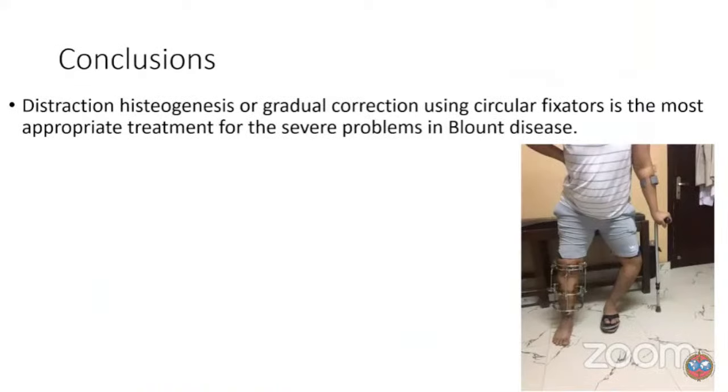I don't talk about the frame. You can use any frame. You can use TSF. You can use a simple frame. You can use a complex frame, you can use a hexapod or something. I don't talk about the frames. I talk about the principles only. Distraction histogenesis or gradual correction using circular fixators is the most appropriate treatment for severe problems in Blount disease.